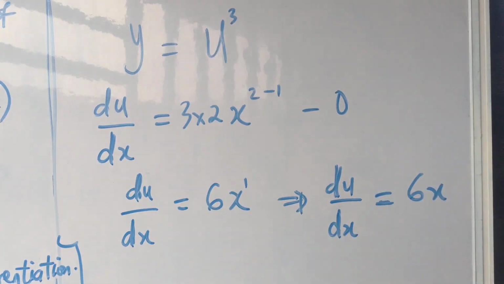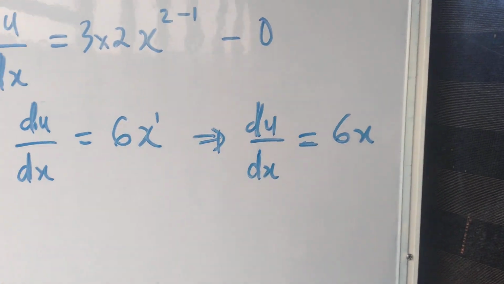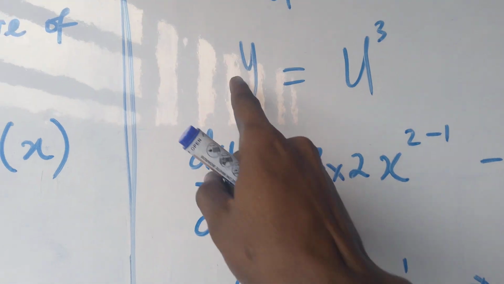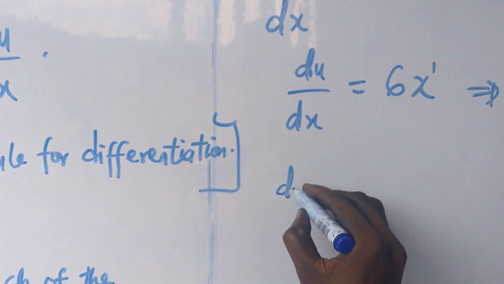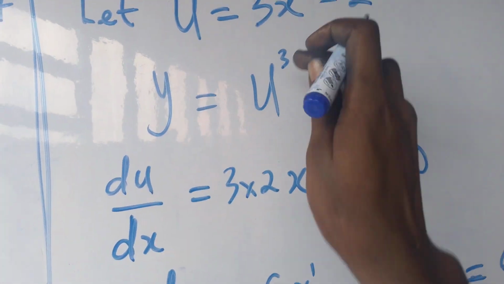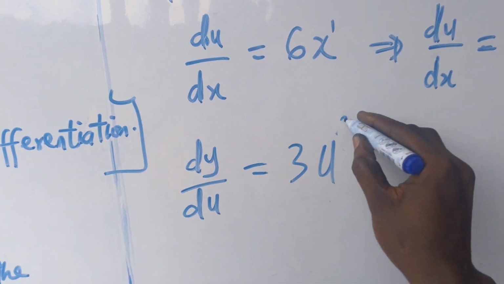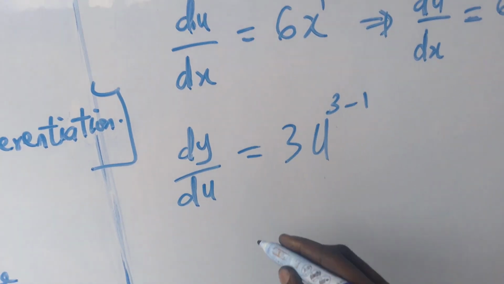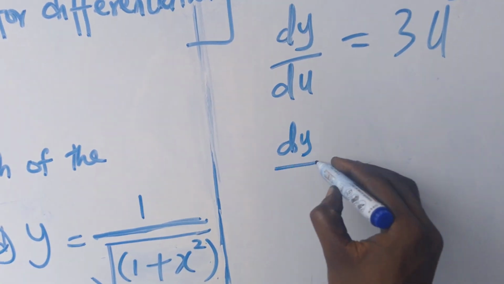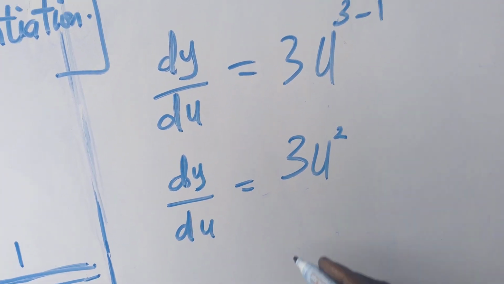Alright, du/dx is equal to 6x, because 2 minus 1 is 1, x raised to power 1 is x. Now let's look for dy/du. Differentiate y with respect to u. You have that dy/du will be equal to, bring 3 down, minus 1 from this. That is 3u, 3 minus 1, okay? That means that dy/du will be equal to 3u raised to power 2.